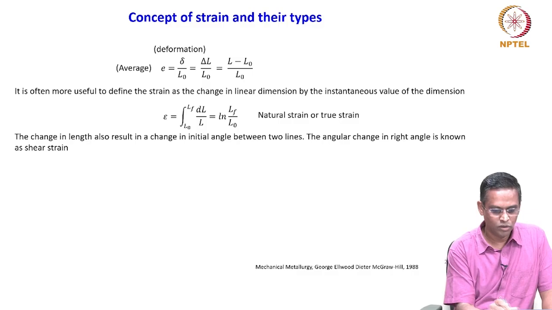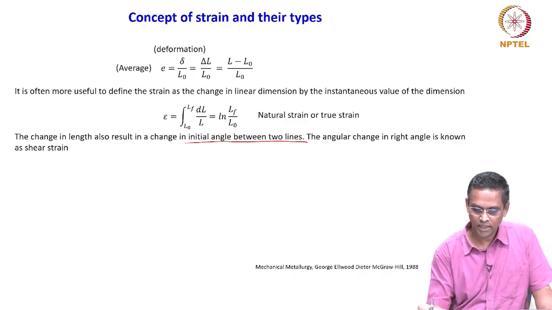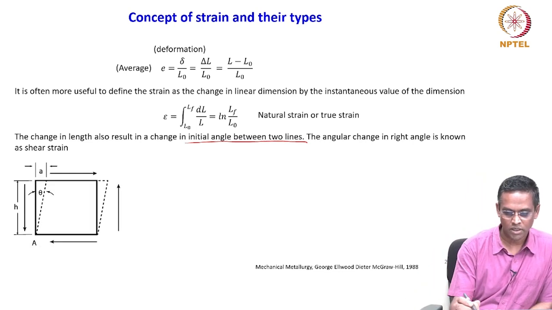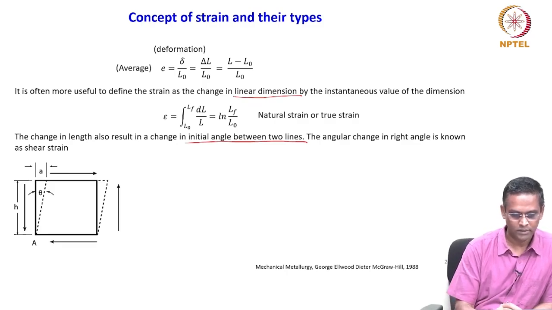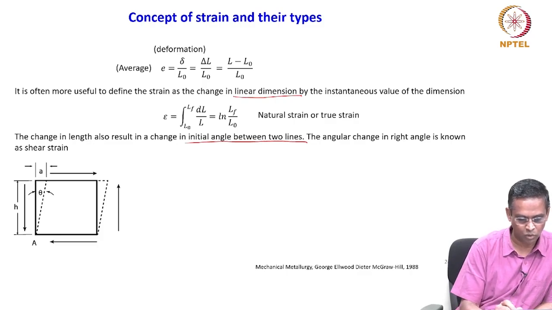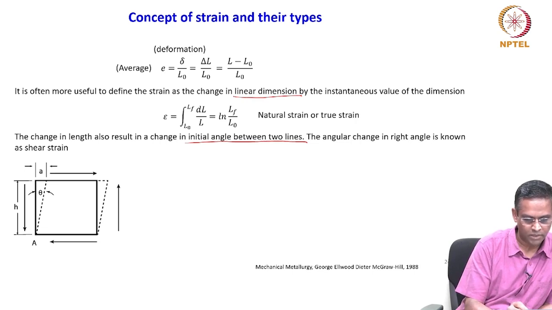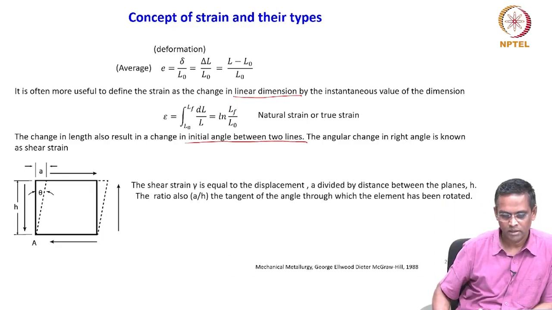So the change in length also results in a change in the initial angle between two lines. The angular change in the right angle is known as shear strain. The linear dimension, what we have looked at for a deformation, can also involve this change in angle. For example, if you take this square, these two dotted lines make an angle with respect to this face. So this shear is measured by the displacement A divided by the H, which is nothing but a tangent.